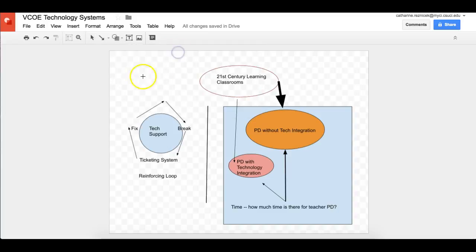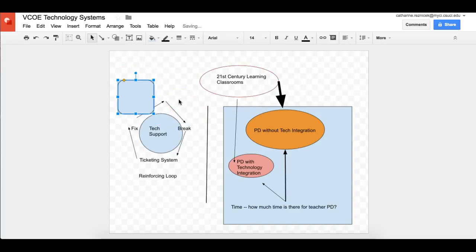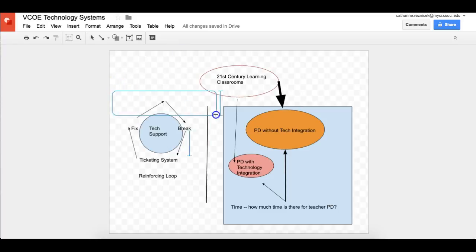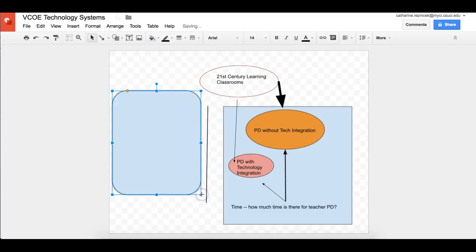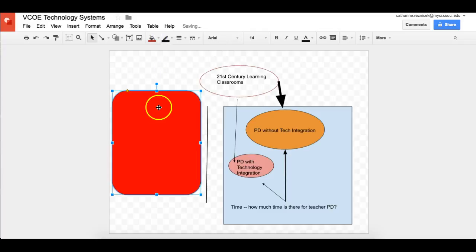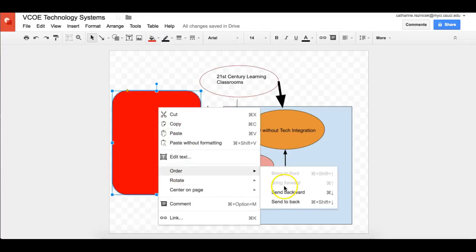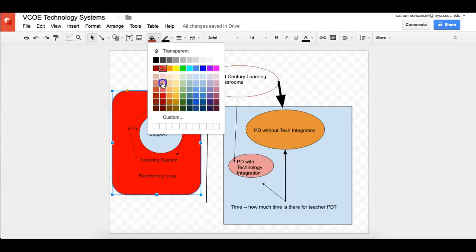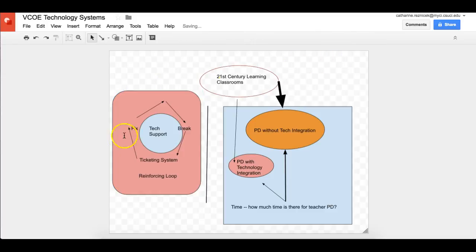But then again, here we go. I'm going to draw another shape around this. Oops, that one didn't work. I'm going to do it again. Again, I will make this red, and I'm going to put it in the back. Wow, that red's pretty bright. Let's go for a, there you go.